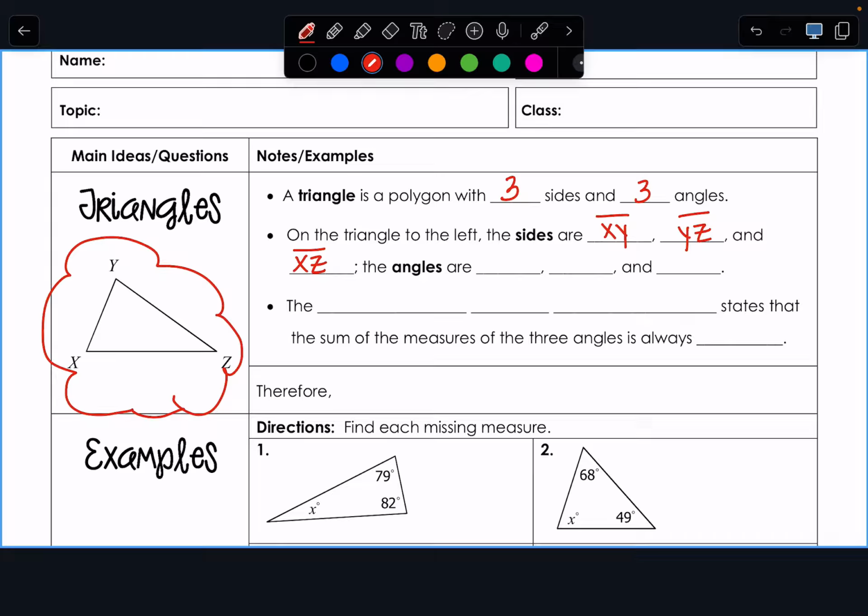We have 3 angles, and we're going to use only 1 letter to name angles. And that little symbol I have in front of each letter, that's not a wacky L, it's an angle sign.